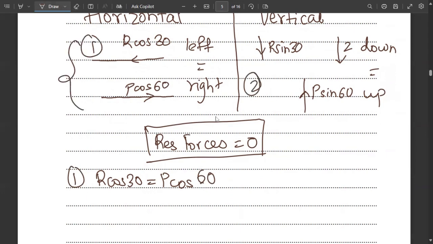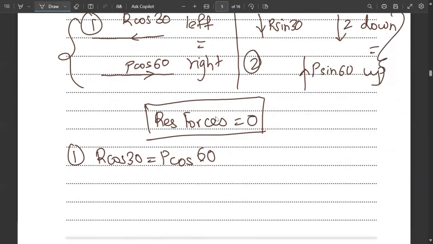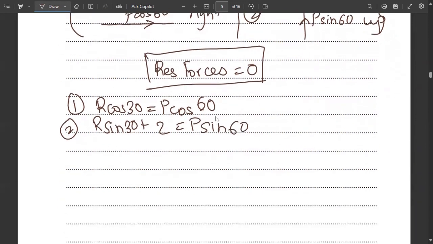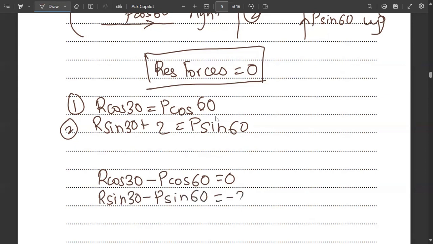And the second equation which we'll get from here is R sine 30 plus 2 is equal to P sine 60. Yes, now we have the two equations. Let's rearrange them. R cos 30 minus P cos 60 is equal to 0. And the other one will be R sine 30 minus P sine 60 is equal to minus 2.